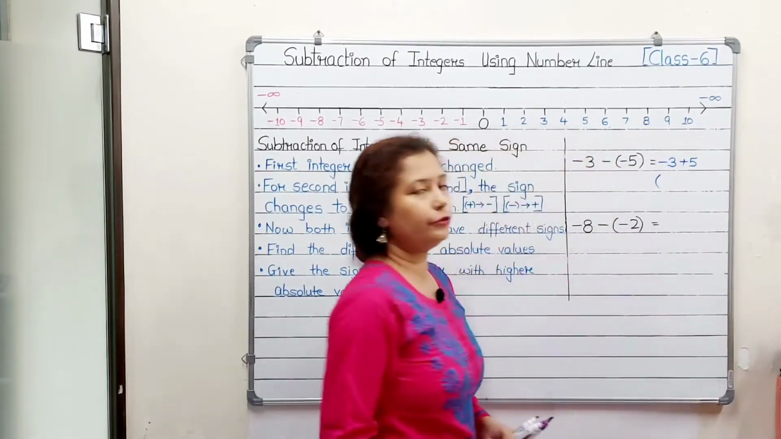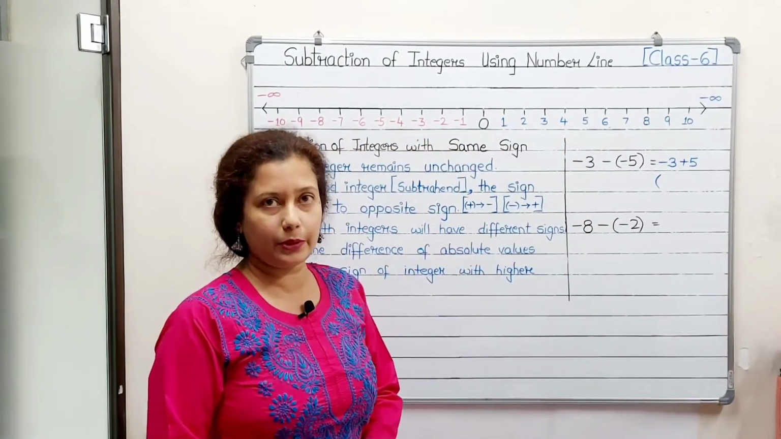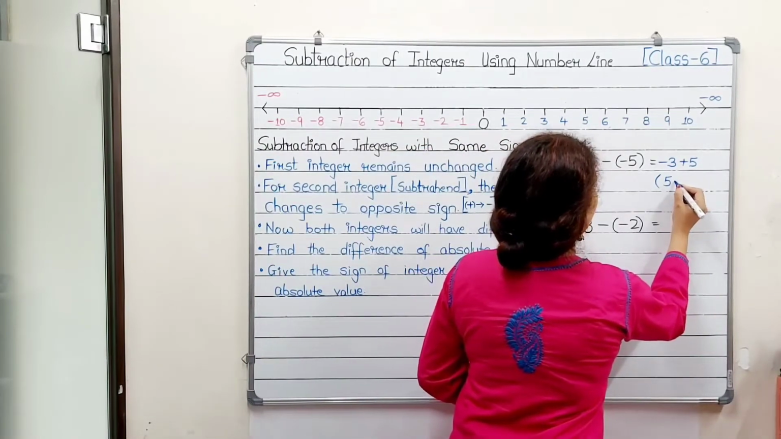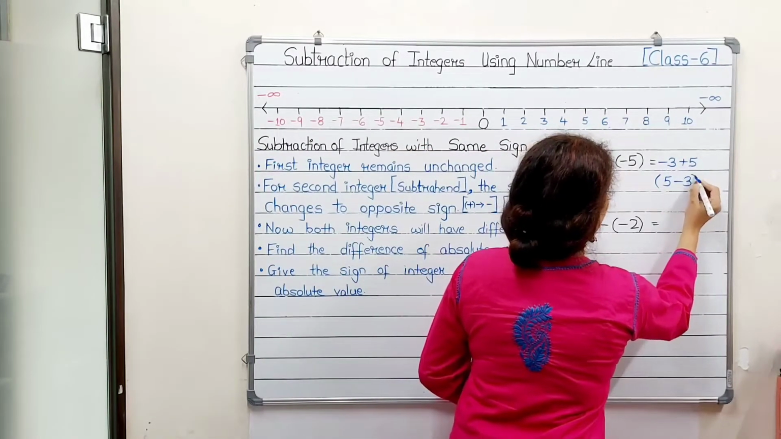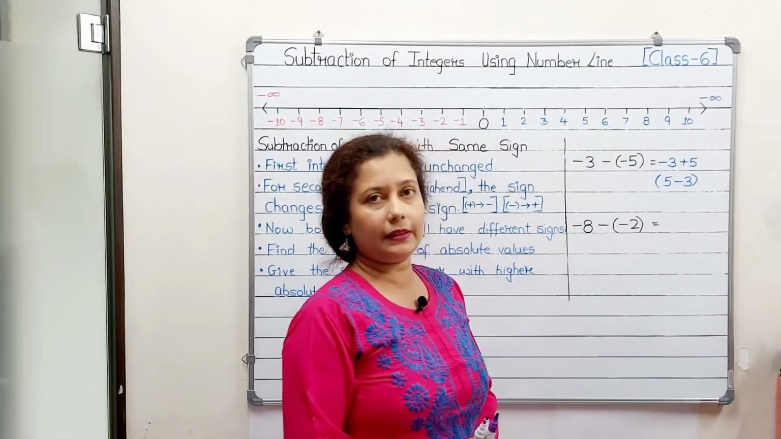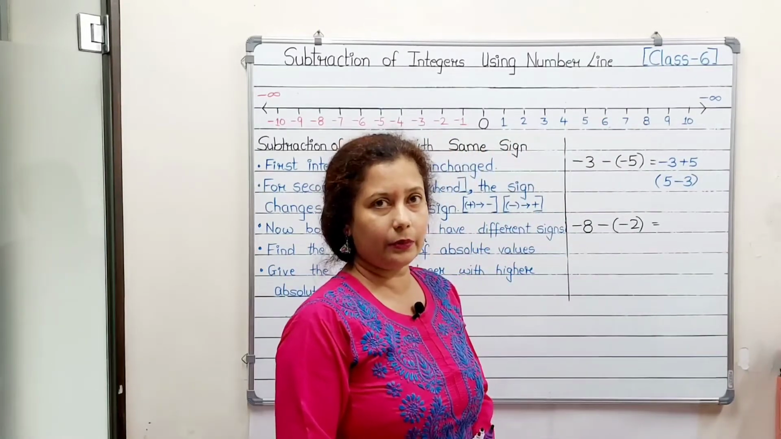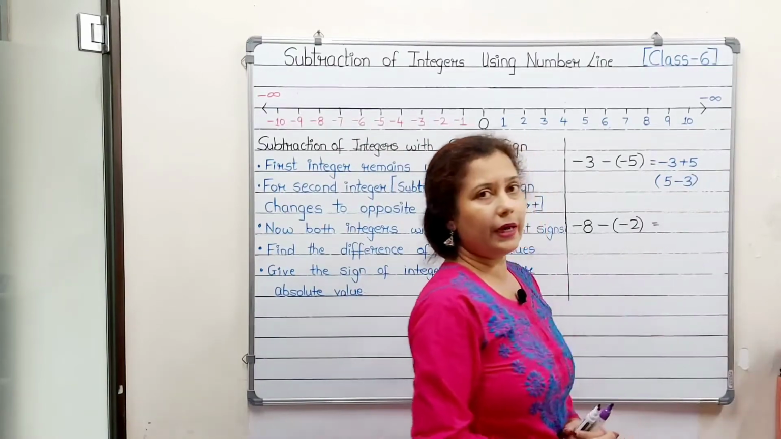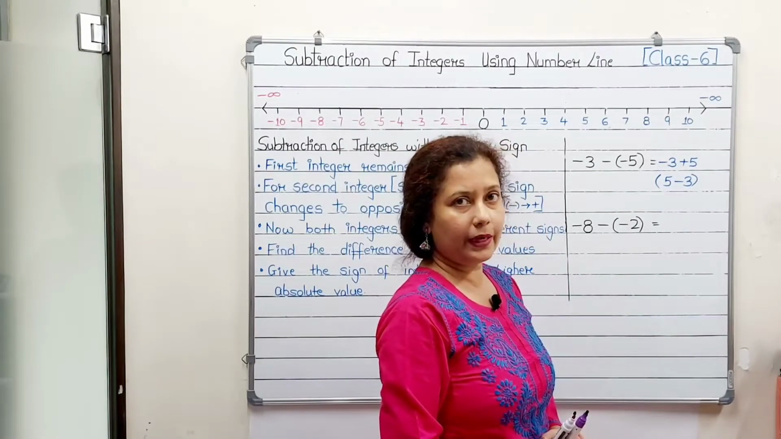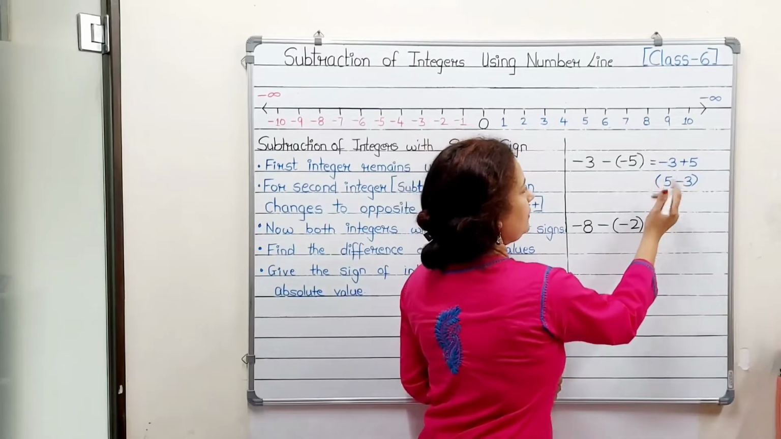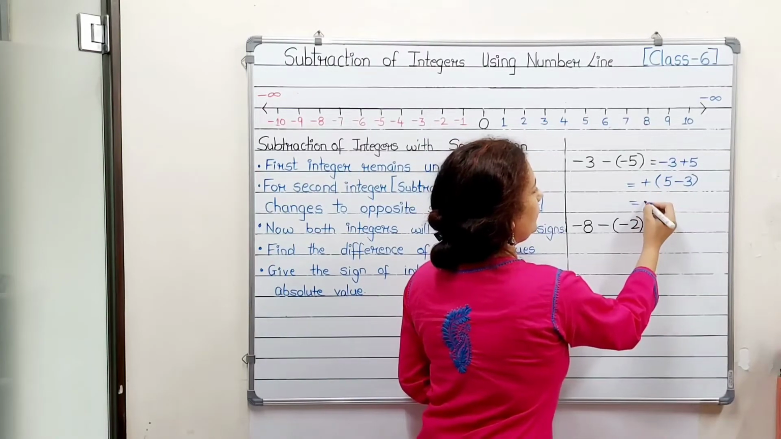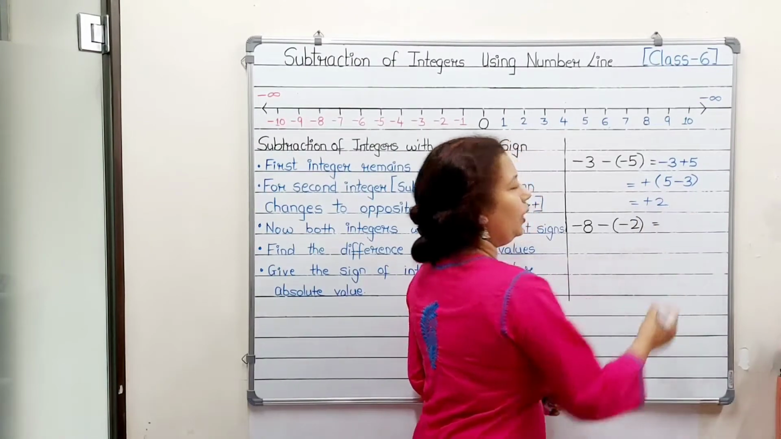Now here we have to find the difference of the absolute values. That is 5 is a greater absolute value. 5 minus 3, and we will give the sign of an integer with higher absolute value. So plus 5 is having a higher absolute value and it has a positive sign. So the answer will be positive. So here it will be plus 2 or just 2.